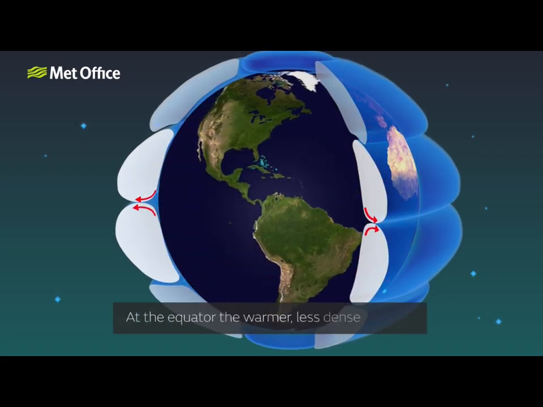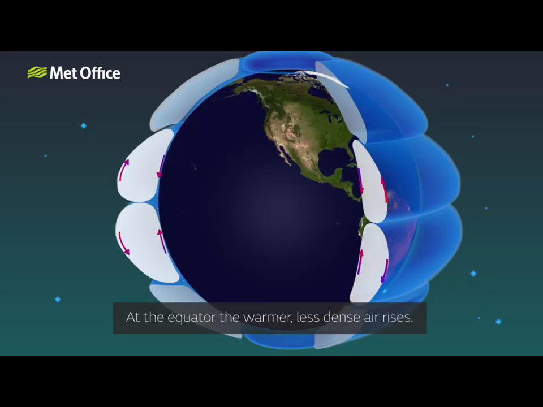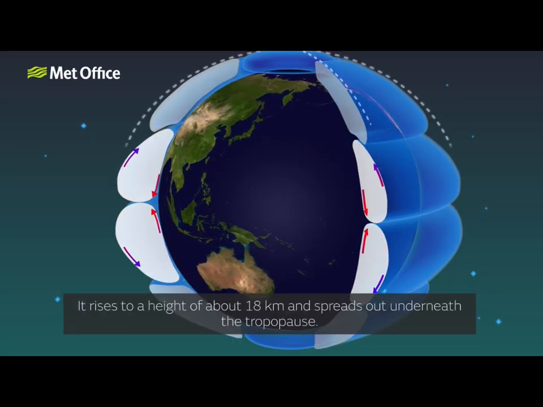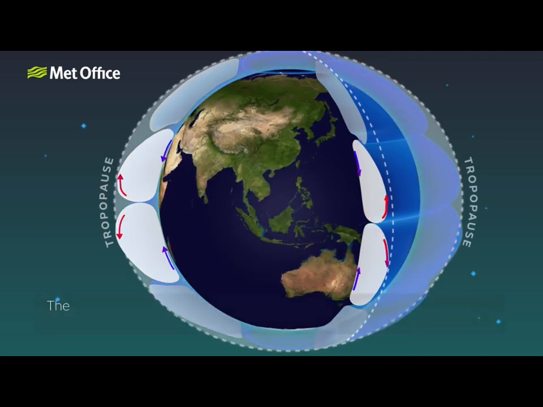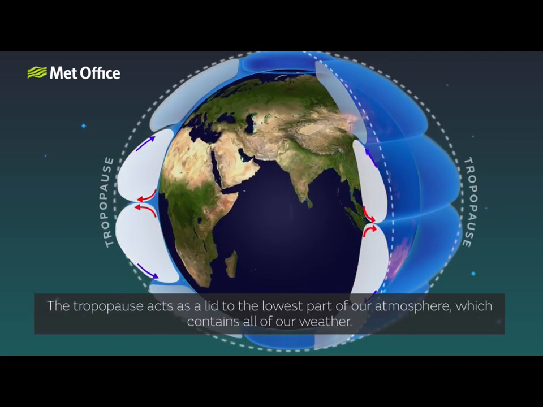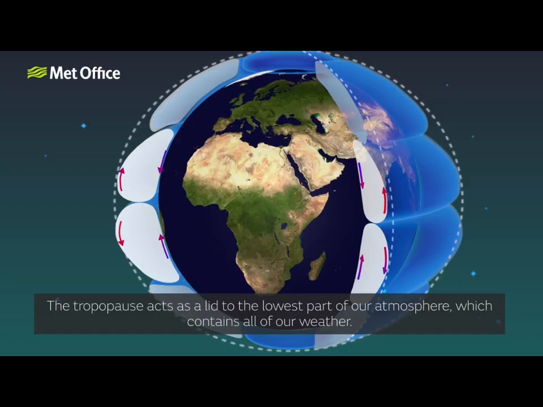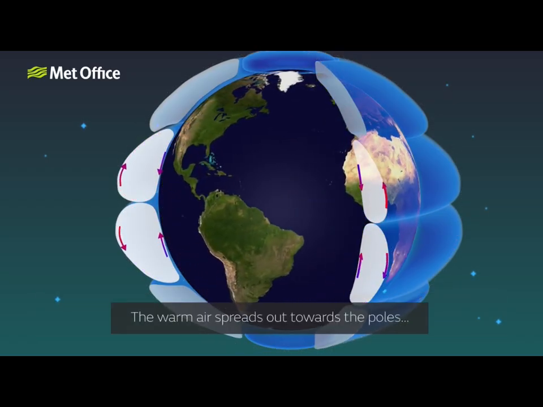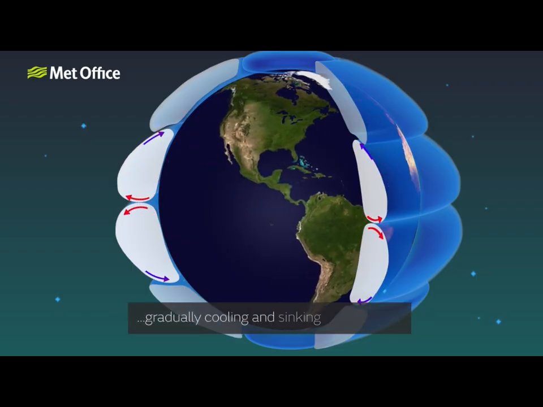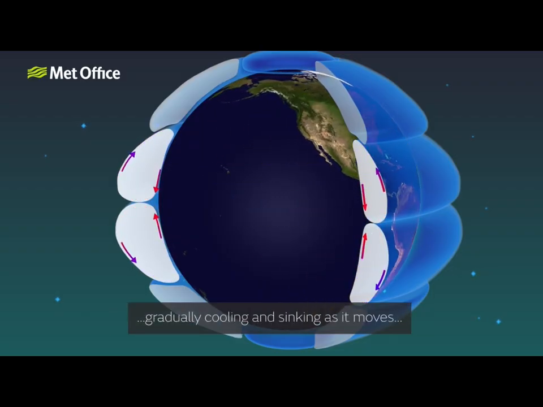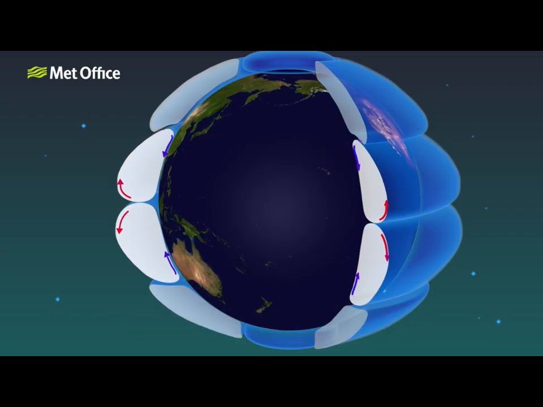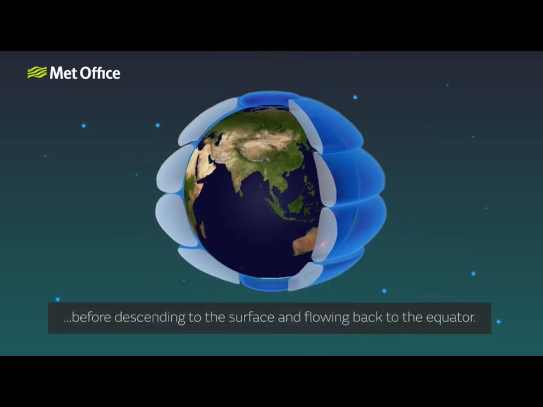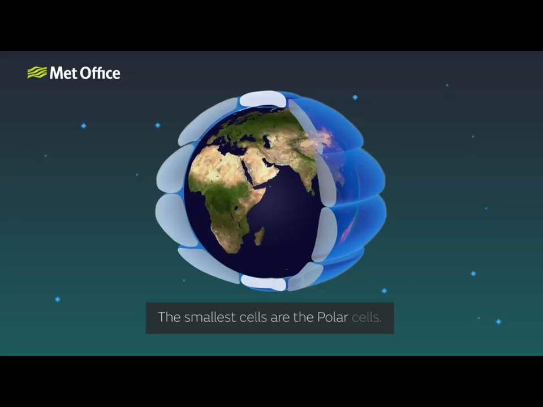At the equator, the warmer, less dense air rises. It rises to a height of about 18 kilometres and spreads out underneath the tropopause. The tropopause acts as a lid to the lowest part of our atmosphere, which contains all of our weather. The warm air spreads out towards the poles, gradually cooling and sinking as it moves, before descending to the surface and flowing back to the equator. The smallest cells are the polar cells.